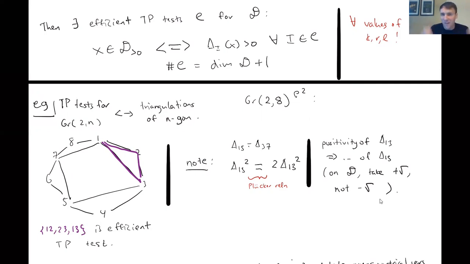So as I'm guessing the whole audience knows, a total positivity test for Gr2n can be encoded by a triangulation of an n-gon, or an octagon in this case. And the first thing I want to point out is that you can't triangulate the octagon in a way that's rho-squared invariant. I don't know how you would maybe prove such a thing, but it's obvious.